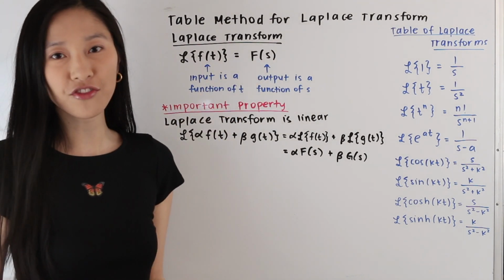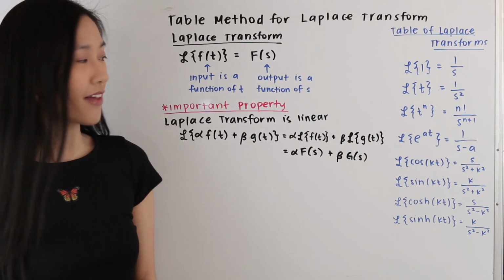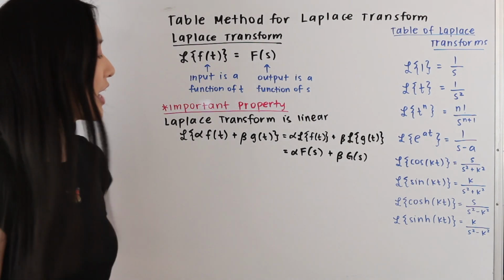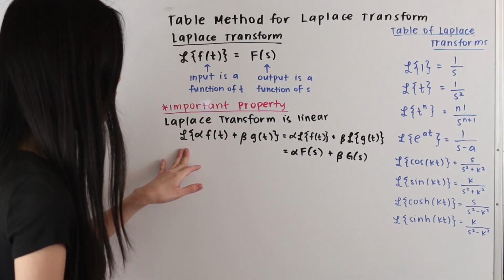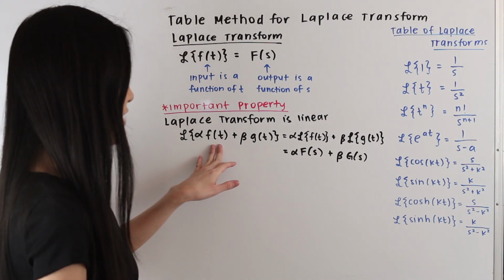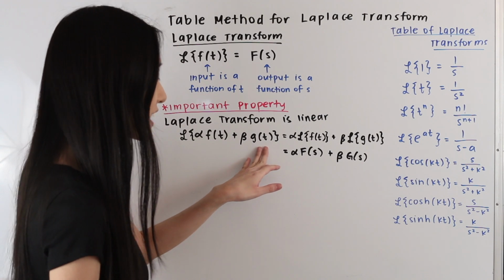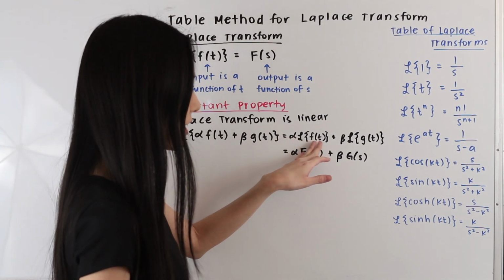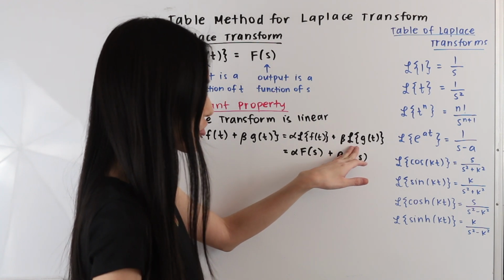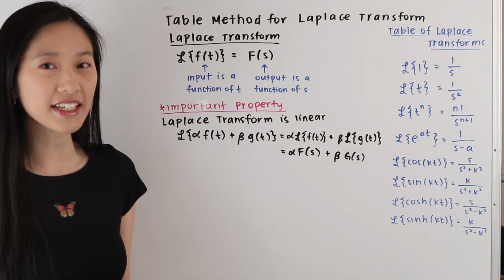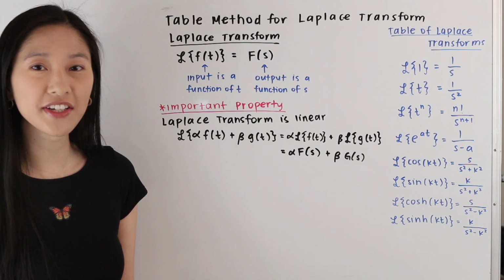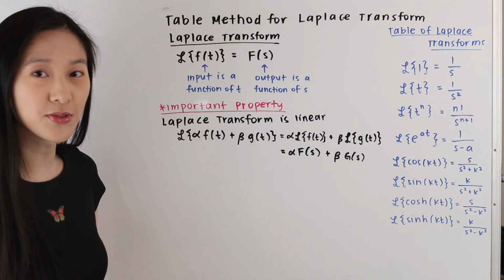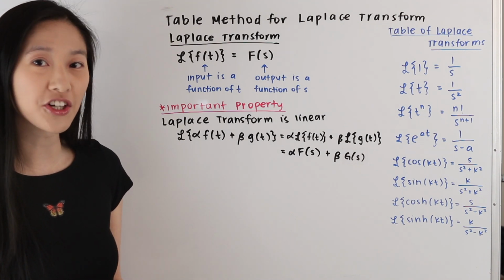And the Laplace transform has a really important property, and that is that the Laplace transform is a linear transformation. And so what this means is that the Laplace transform of alpha times f of t plus beta times g of t is equal to alpha times the Laplace transform of f of t plus beta times the Laplace transform of g of t. And so what this means is that just like with derivatives and integrals, we can take the constants out of the Laplace transform, and we can also take the Laplace transform of each term separately.